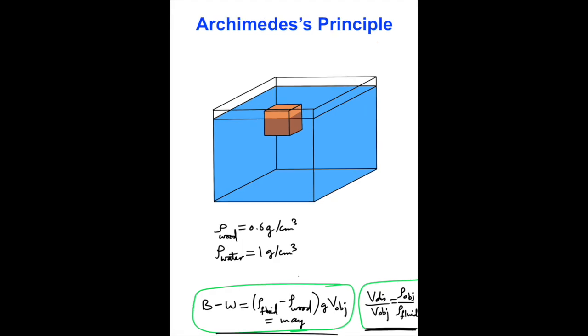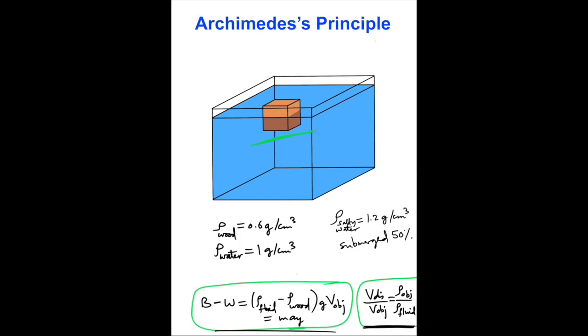So now let's see how the submerged percentage changes if we change the density of the fluid, such as if we add salt to the water, and if the water is very salty, its density is 1.2 grams per centimeter cubed. And then the submerged percentage will change to 50%. So now half of it is underwater.